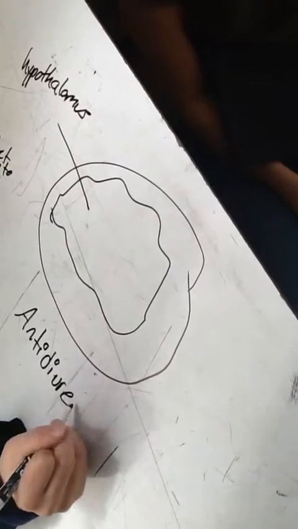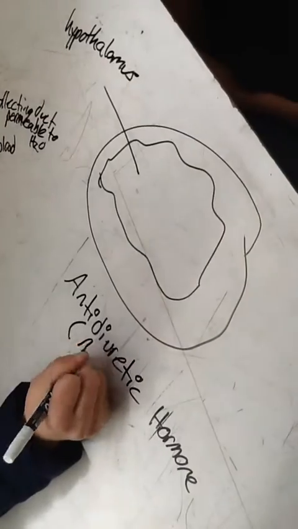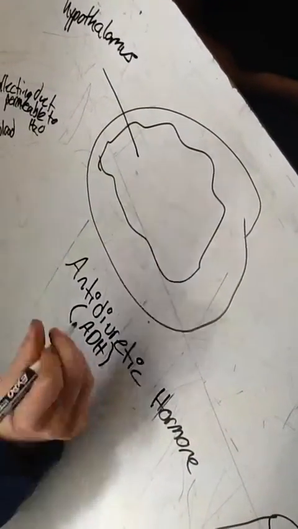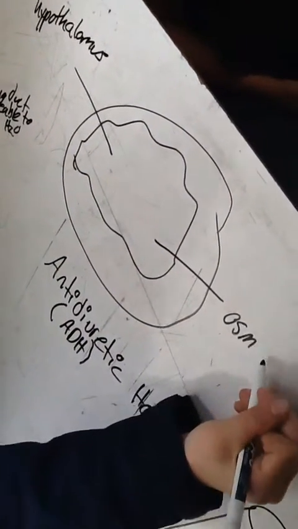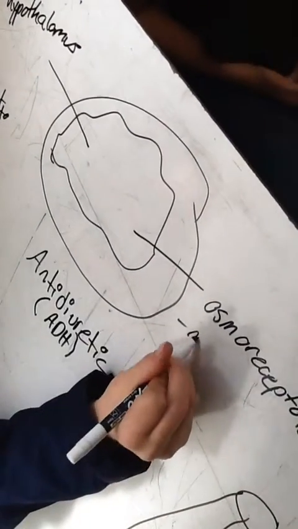The antidiuretic hormone is released by the posterior pituitary gland, which is made by the hypothalamus to regulate blood pressure. Osmoreceptors in the hypothalamus monitor the electrolytes in the blood.